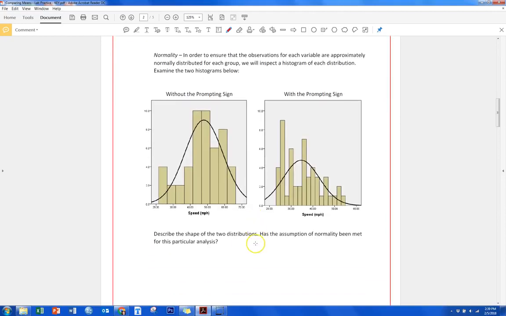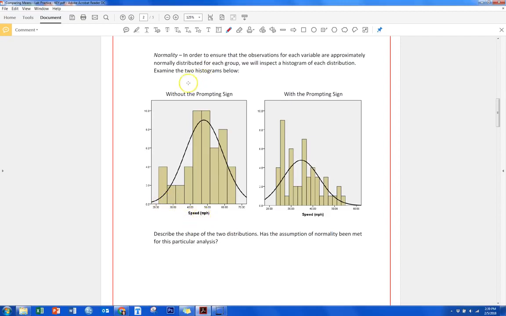So let's start with normality. In order to ensure that the observations for each variable are approximately normally distributed for each group, we'll inspect a histogram of each distribution. Histograms are univariate graphs, and that means that there is only one variable represented here.